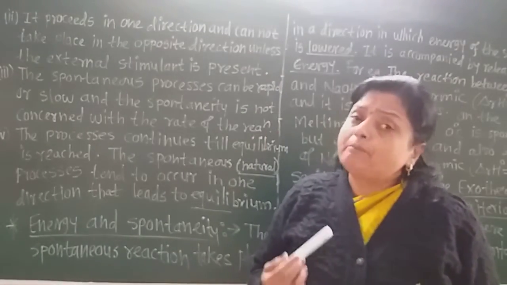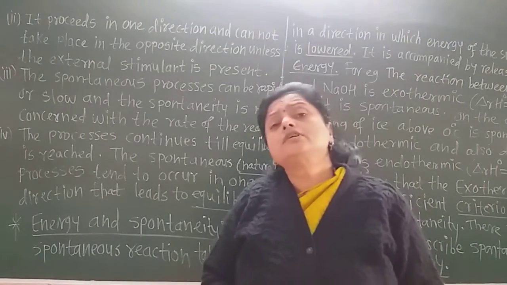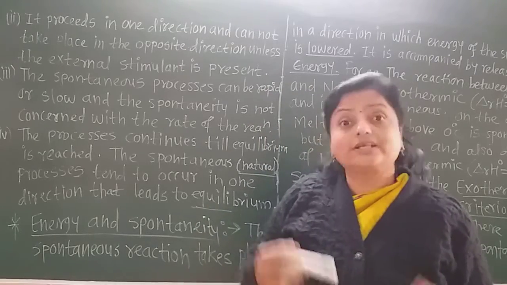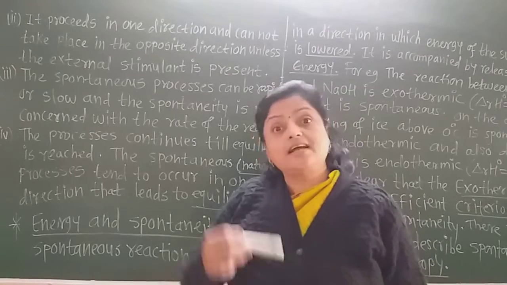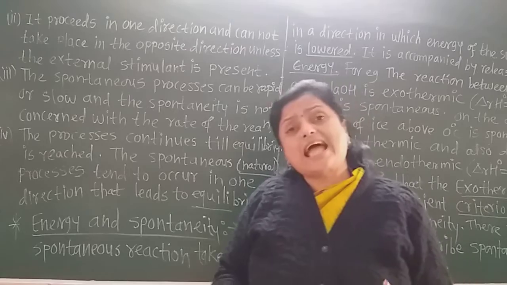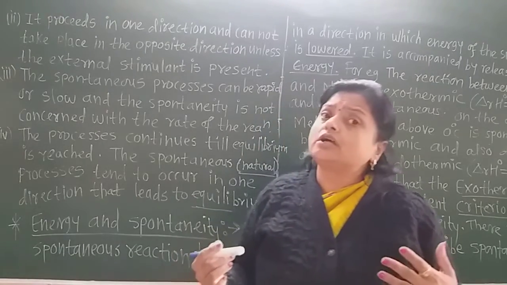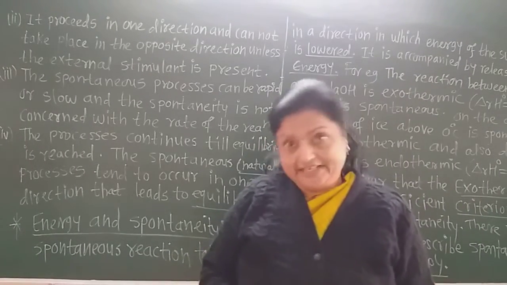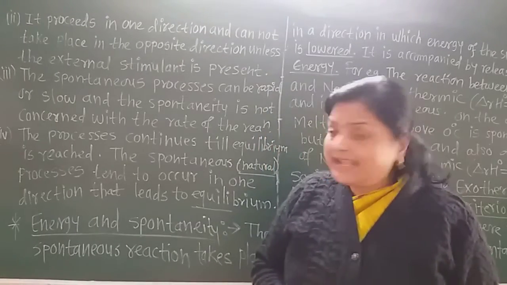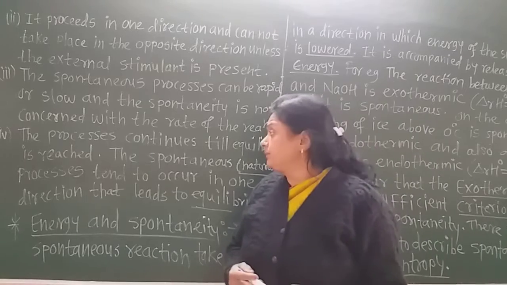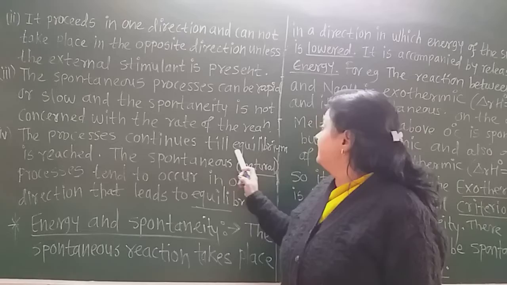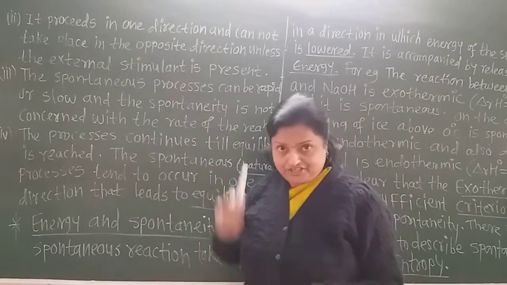It may be a fast reaction or it may be a slow reaction, but the rate is not concerned only with the spontaneity. That is the third point. The rate does not depend, though it is fast or slow, on its spontaneity. That is its irreversibility. Now next, that is the fourth point. This process continues till equilibrium is reached.